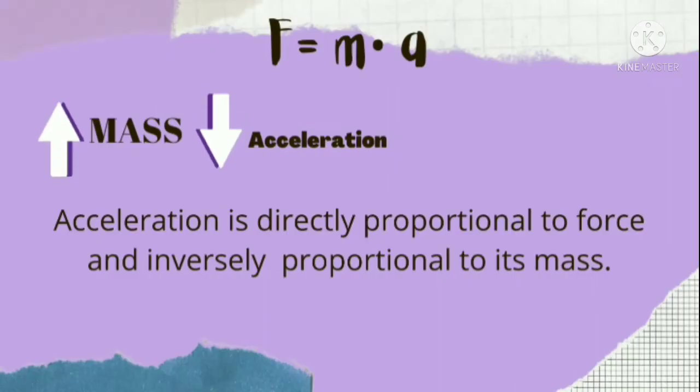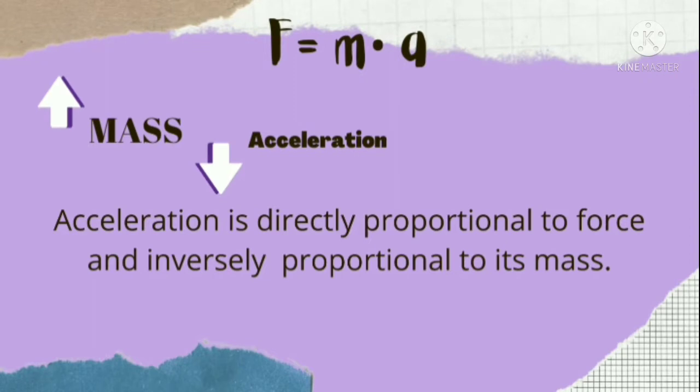Alright, the law of acceleration is represented by the equation F = ma, wherein F stands for force, m stands for mass of an object, and a for acceleration. According here, acceleration is directly proportional to force and inversely proportional to its mass.